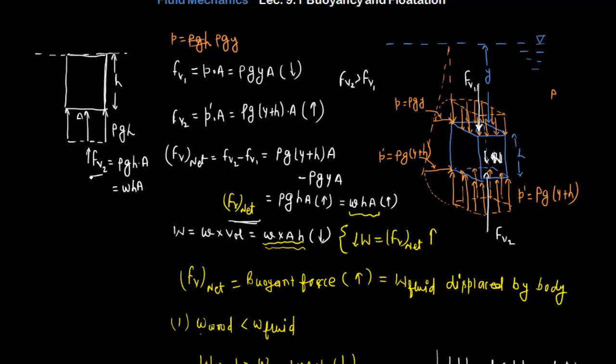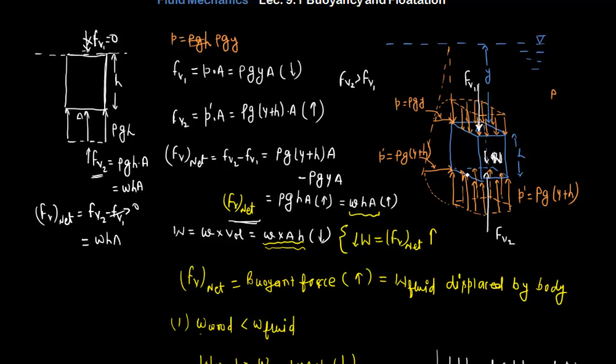And you can notice here the FV net, as I'm writing this, is actually FV2 minus FV1, and here FV1 is what? Here FV1 is 0, because there is no pressure intensity here, so there is no value here. So FV net in this case is going to be equal to FV2, that is equal to WHA. So you can notice here FV net is again WHA.